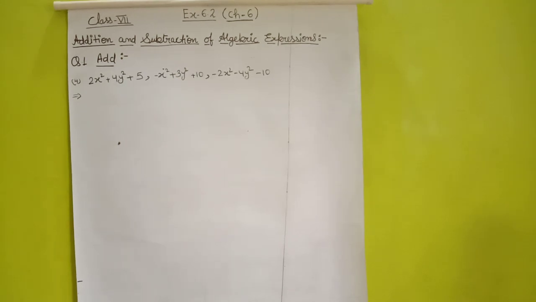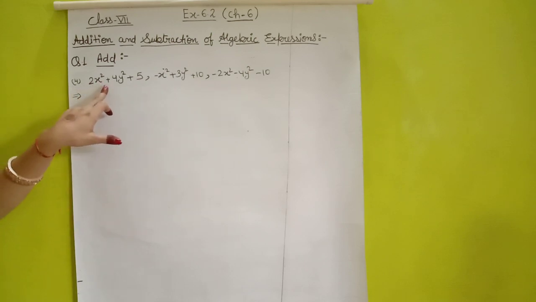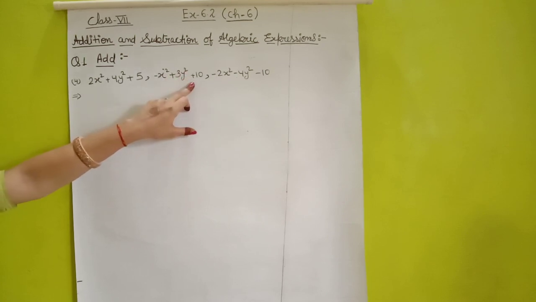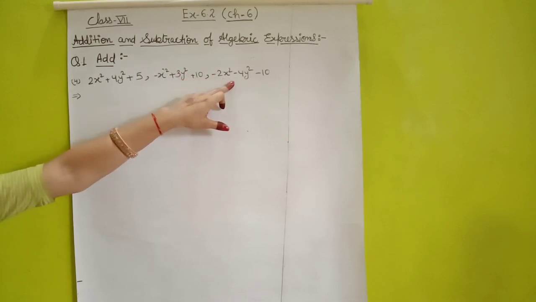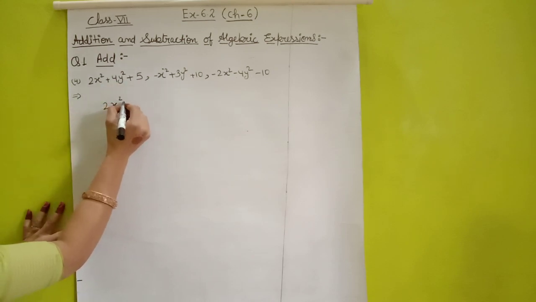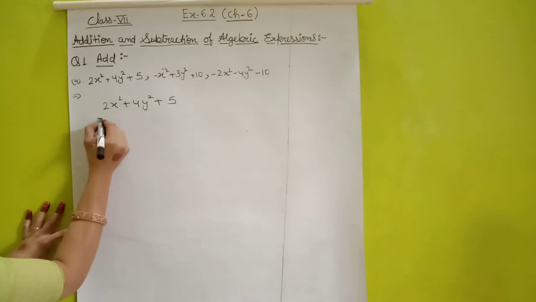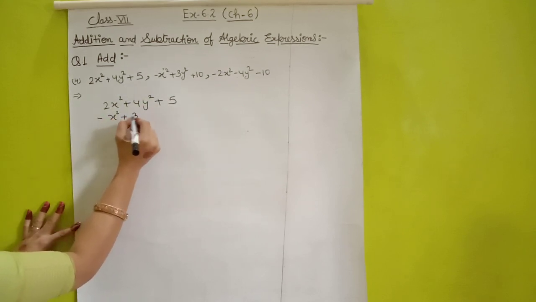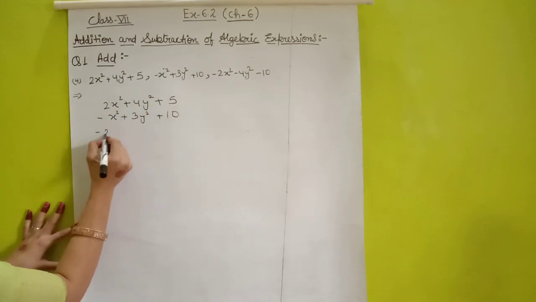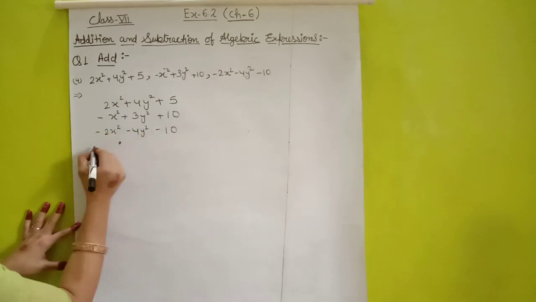Students, now part number 4. Again 3 equations are given. 2x square plus 4y square plus 5, minus x square plus 3y square plus 10, minus 2x square minus 4y square minus 10. So first of all, I will write this one, 2x square plus 4y square plus 5. Then this one, minus x square plus 3y square and plus 10. Then that one, minus 2x square minus 4y square and minus 10.